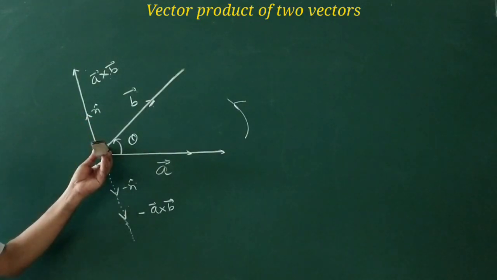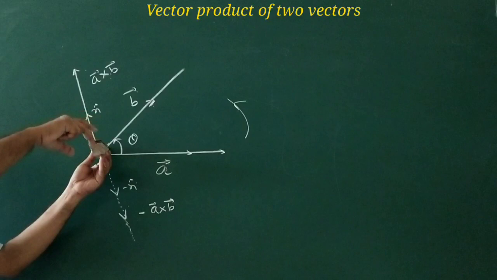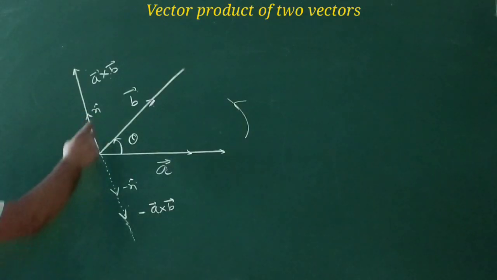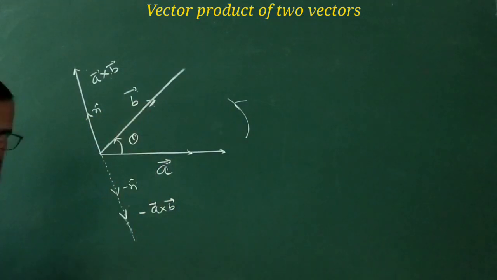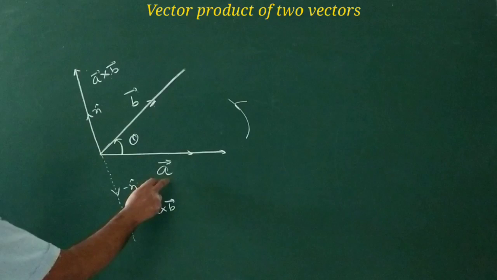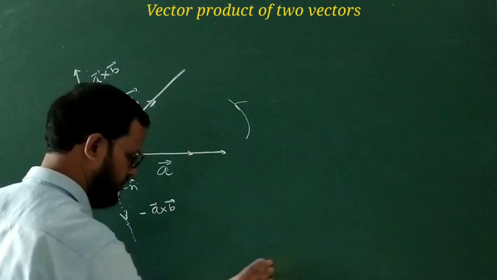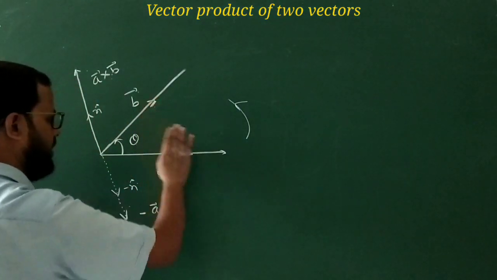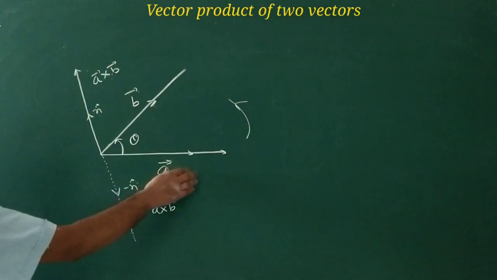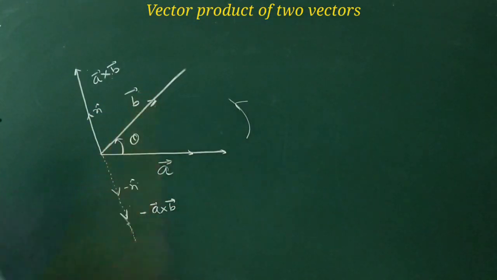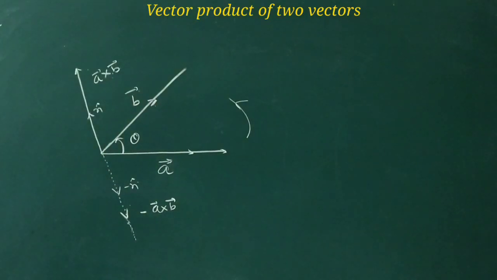And along this direction there is a unit vector. This unit vector is denoted by n cap. What is n cap? n cap is the unit vector perpendicular to the A vector and the B vector, or you can say n cap is the unit vector perpendicular to the plane. The A vector and B vector lie on the plane. So n cap is the unit vector perpendicular to the plane containing the A vector and the B vector. This is the basic concept.